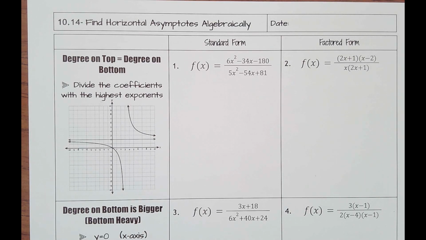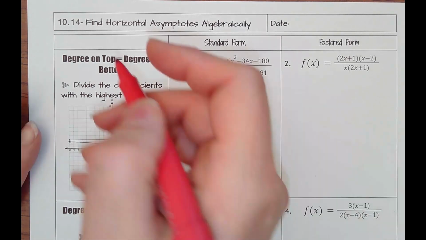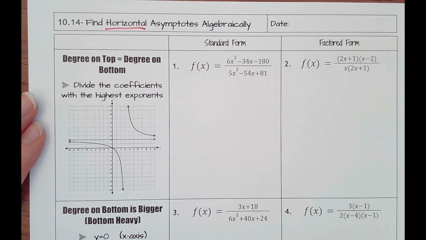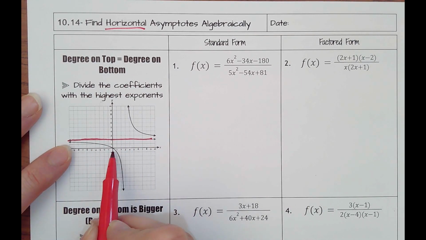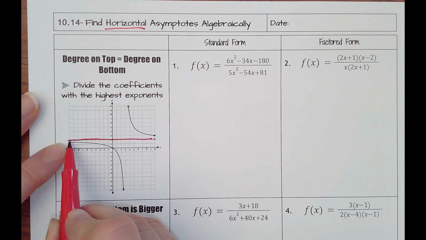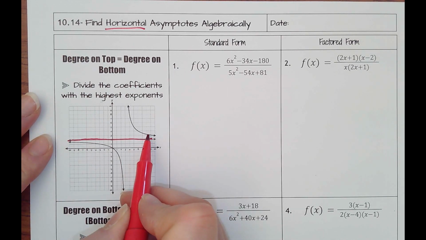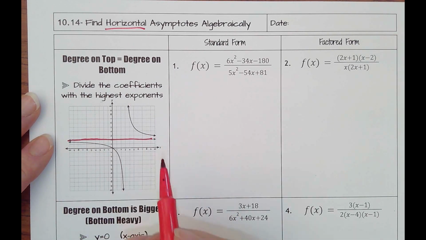Lesson 10.14, find horizontal asymptotes algebraically. So the last lesson was finding vertical asymptotes. Now we're finding horizontal. So obviously horizontal lines look like this. It's some imaginary line that the curved function will get really, really close to, but it never actually touches that value. And so there's three different cases that can happen.